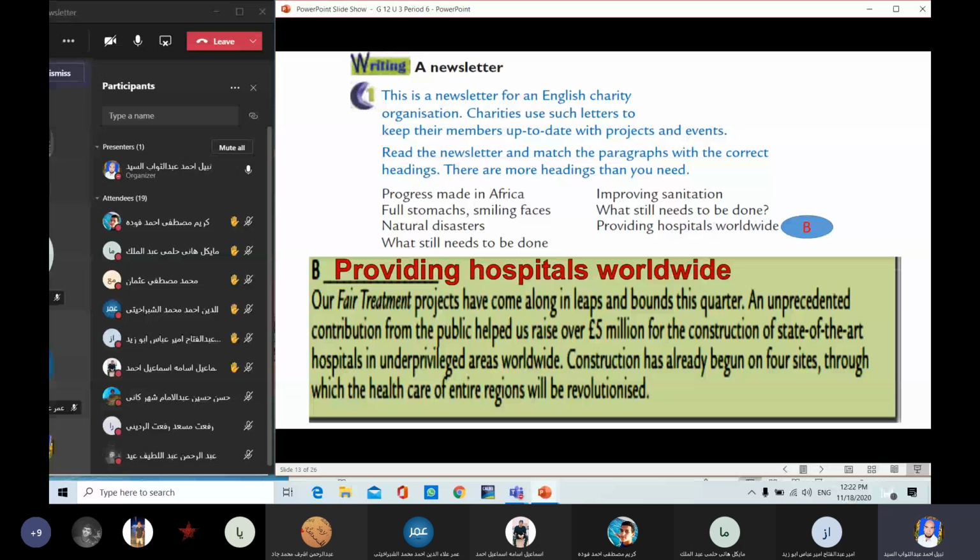So leaps and bounds, as I mentioned, means quickly. State of the art means modern, underprivileged means helpless or poor areas. So instead of saying poor areas, he said underprivileged areas. Worldwide, all over the world, revolutionized, change it. Paragraph C. Read it silently and choose the correct heading.